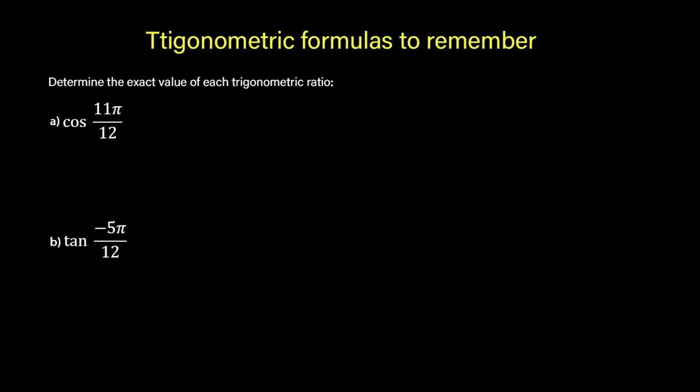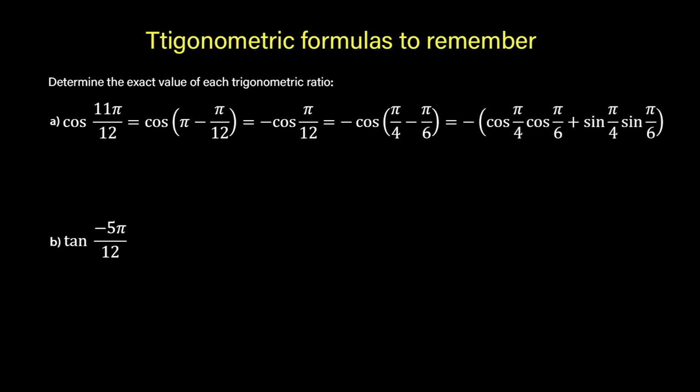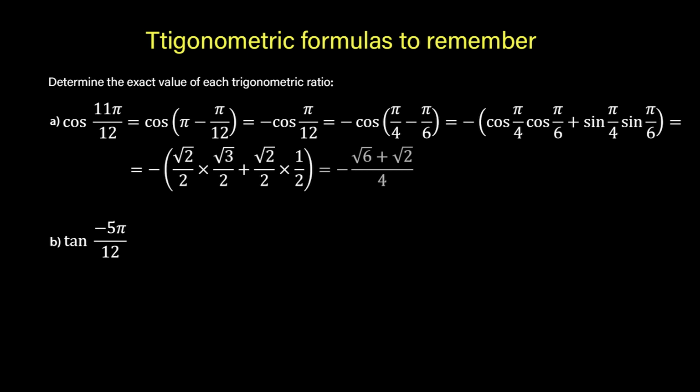Solutions. 11 pi divided by 12 you can write as 12 pi minus pi, divided by 12, which equals pi minus pi divided by 12. The cosine of pi minus pi divided by 12 equals the negative cosine of pi divided by 12. You can write pi divided by 12 as pi divided by 4, minus pi divided by 6, then use the formula for cosine of x minus y. Simplify the expression and you'll get negative, the square root of 6 plus the square root of 2, divided by 4.